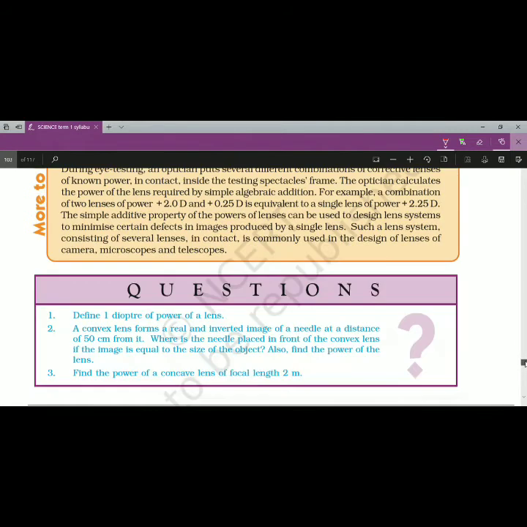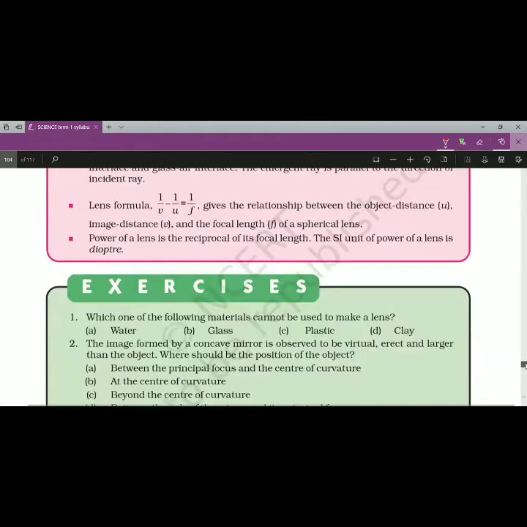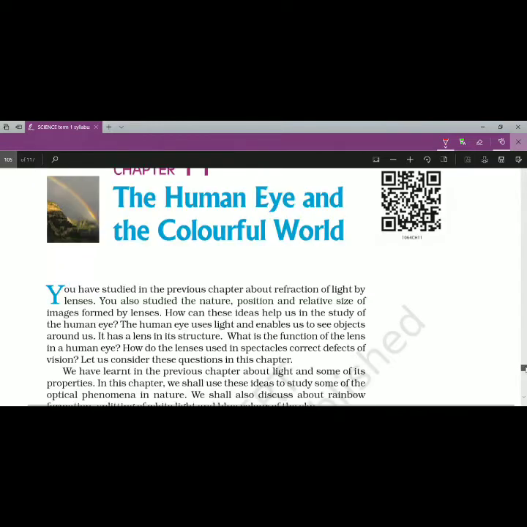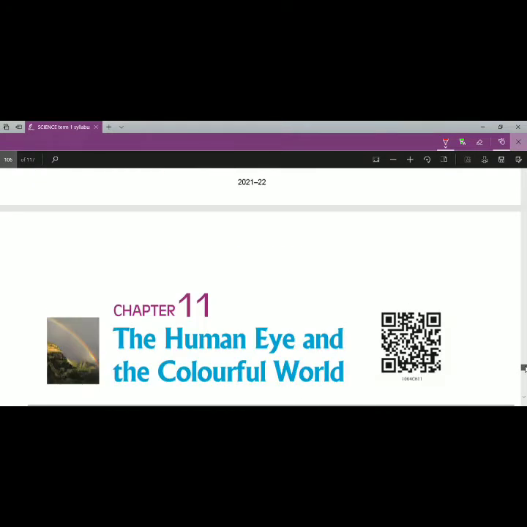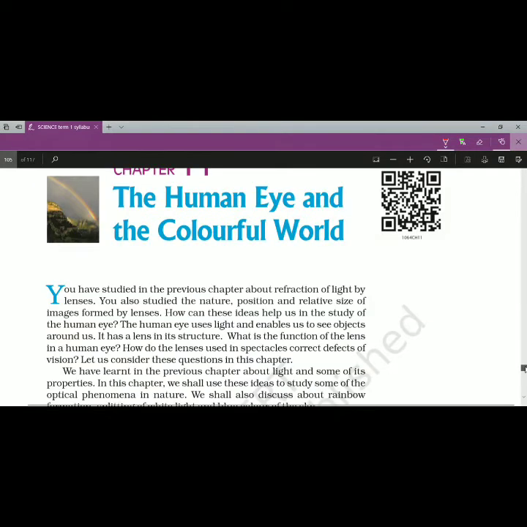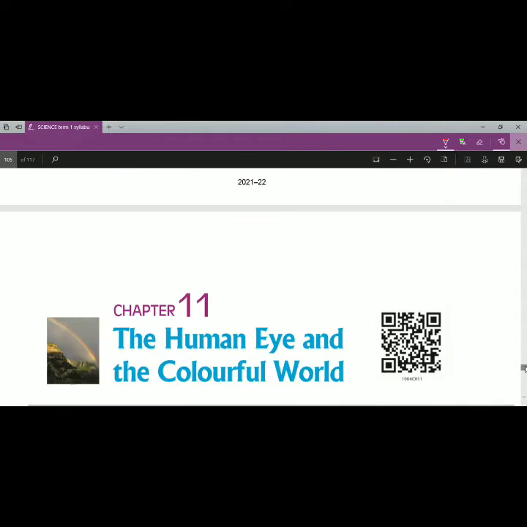Then power of lens, power of lens भी आपने प्रिपेयर करना है. देन उसके बाद ब्लू क्वेश्चंस आ जाते हैं सारे. ब्लू क्वेश्चंस के बाद आपका ये बैक क्वेश्चंस आ गए, ये सारे आपने प्रिपेयर करने. Then chapter 11 आपका आ जाता है, ह्यूमन आई एंड द कलरफुल वर्ल्ड. ये चैप्टर में कुछ कट है.